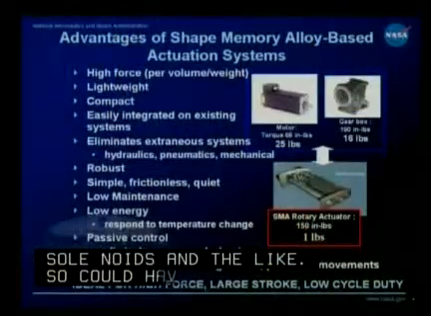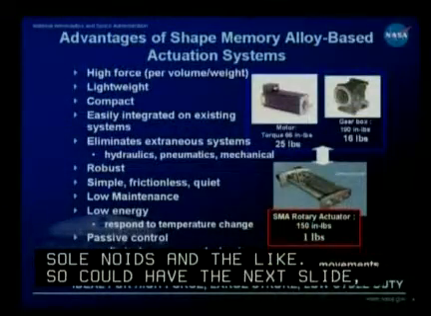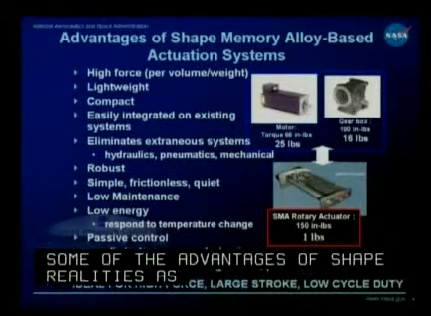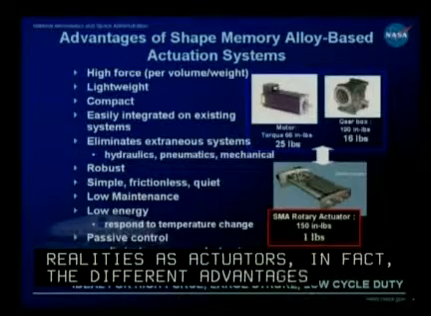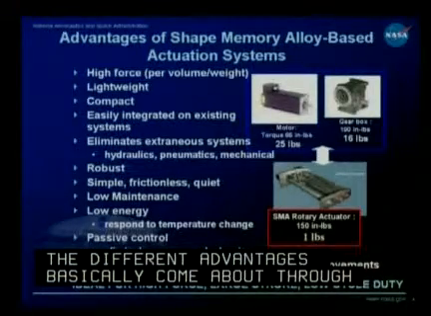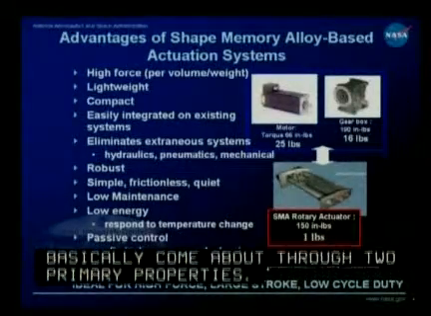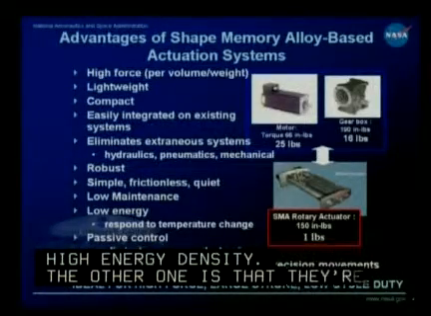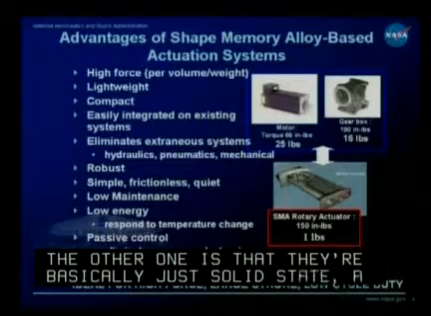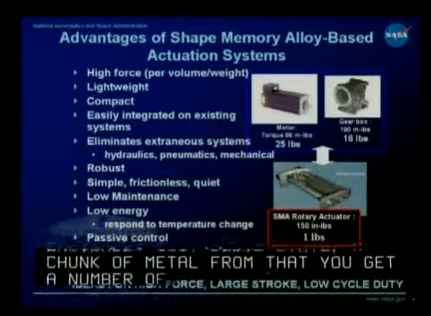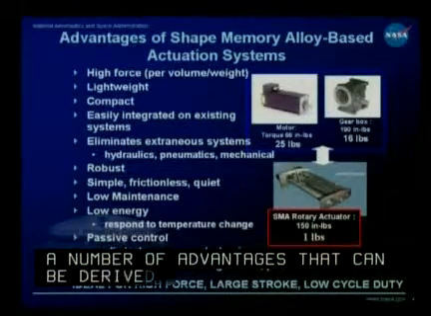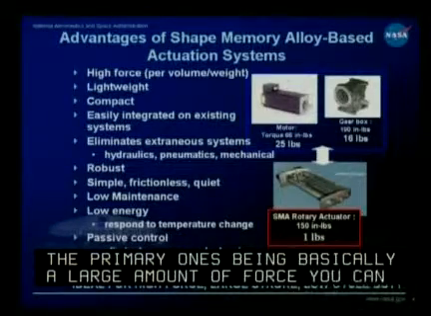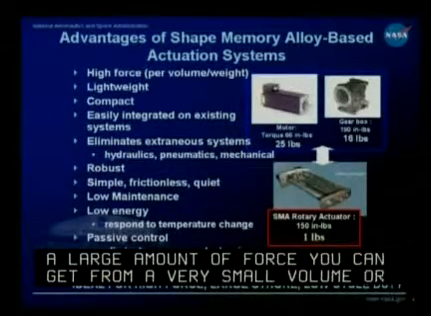Some of the advantages of shape memory alloys as actuators come about through 2 primary properties. One is that they have a very high energy density. The other one is that they're basically just solid state. They're a chunk of metal. From that, you get a number of advantages, the primary one being a large amount of force that you can get from a very small volume or weight of material. The example on the right is something that Boeing has been working on.